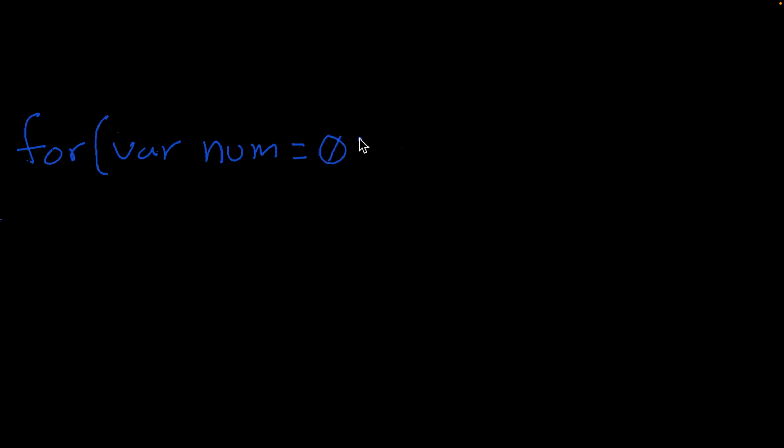Then we separate it by a semicolon. Each section in the for loop is separated by a semicolon. So then we say, this is our check. While num is less than or equal to 5. Oh, let me make this red. Then we say num plus plus.